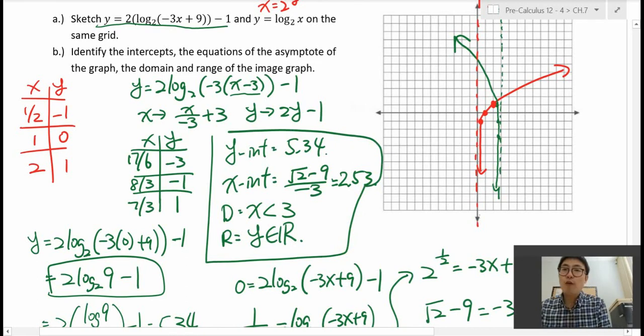That's it for today. It's not really something new. We are just combining two things that we learned in the past, the log graph and the transformation, and we put these two together. That's what we did today, transformation of log functions.